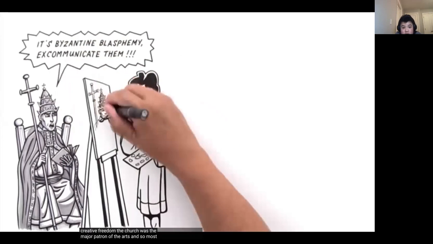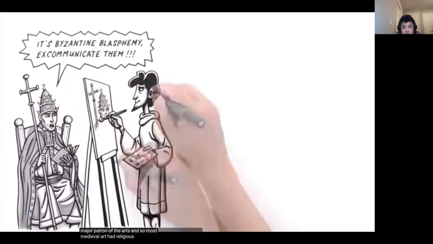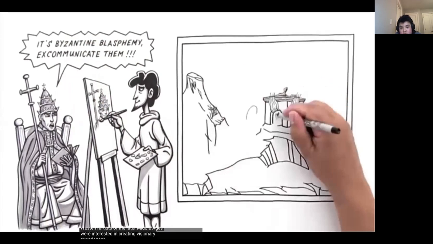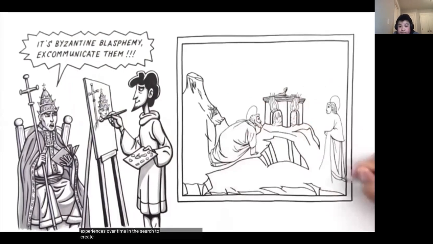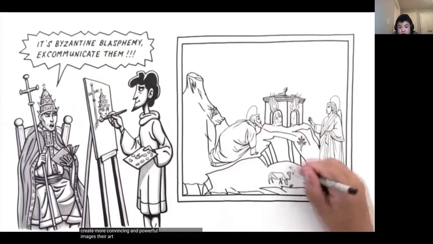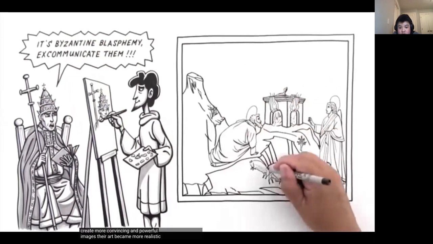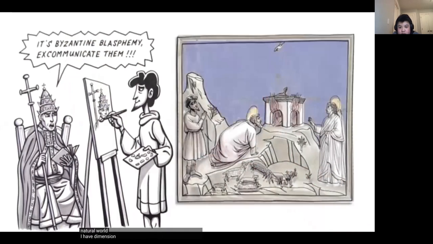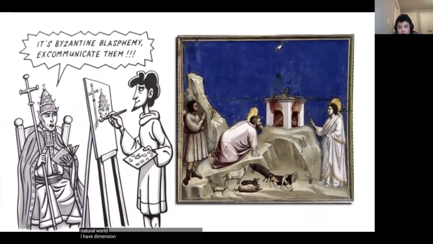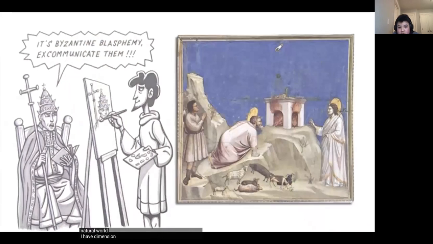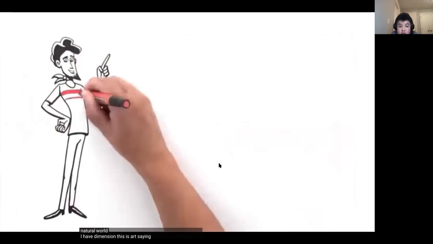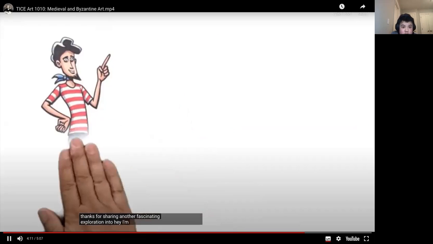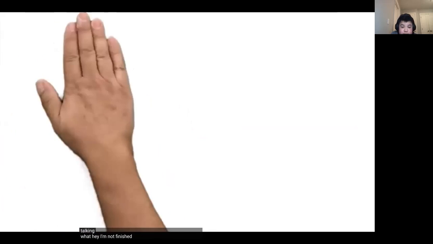The church was the major patron of the arts, and so most medieval art had religious themes. Western artists of the later Middle Ages were interested in creating visionary experiences. Over time, in the search to create more convincing and powerful images, their art became more realistic in its portrayal of people and the natural world. I have dimension! This is Art saying thanks for sharing another fascinating exploration into... hey, I'm not done talking. What? Hey, I'm not finished.